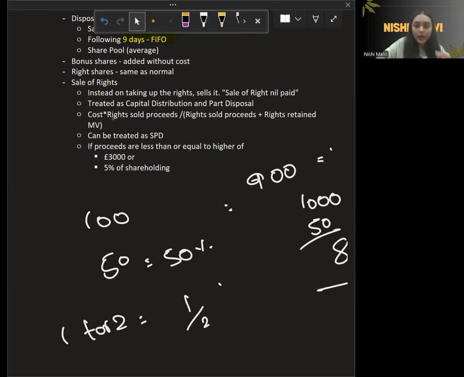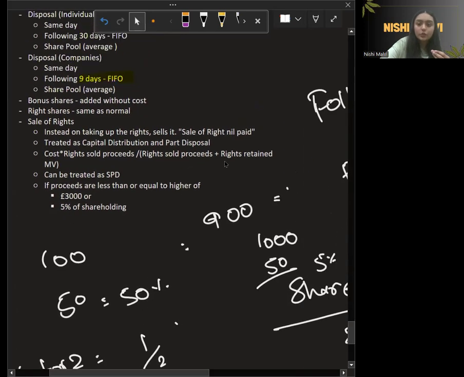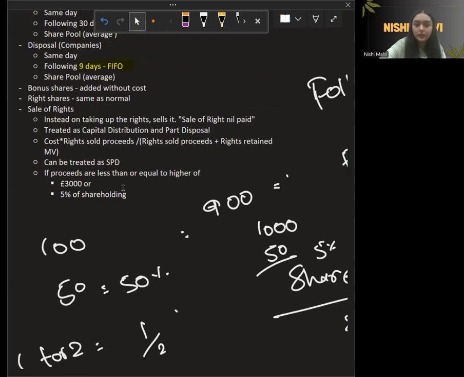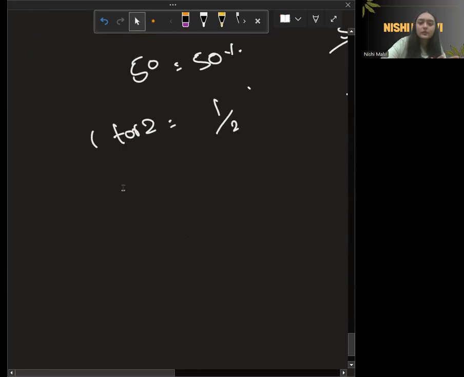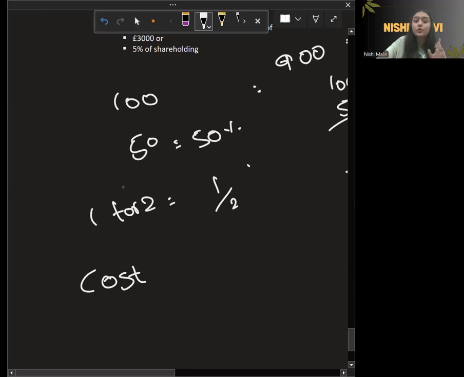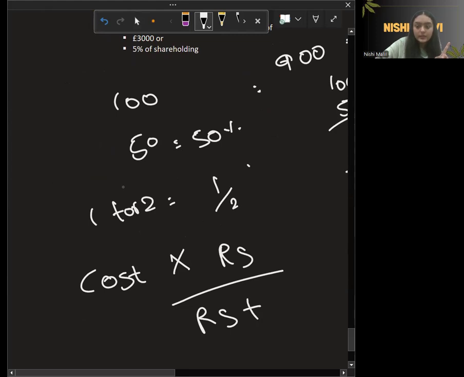Now what happens? Whatever your original cost to purchase the shares was, you will multiply this cost by the market value of rights sold, RS, divided by the market value of rights sold plus the market value of rights retained, RT. So in short, it's the total.